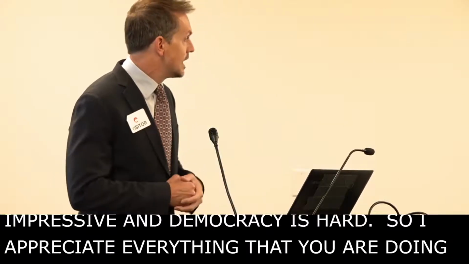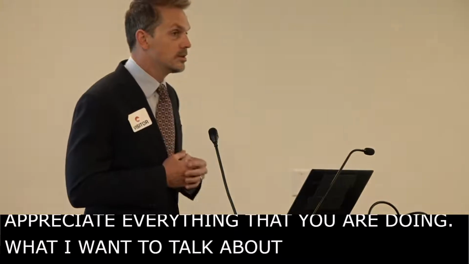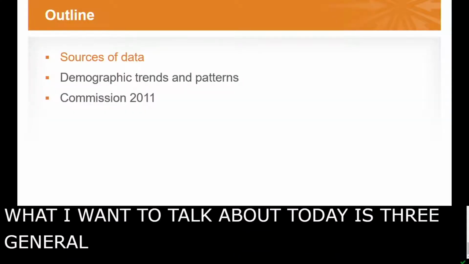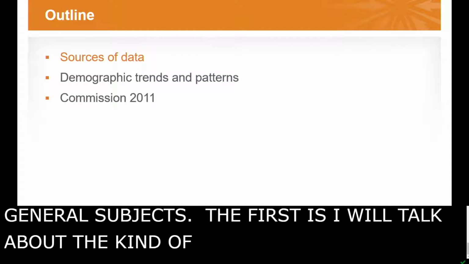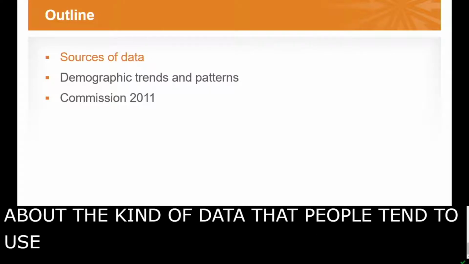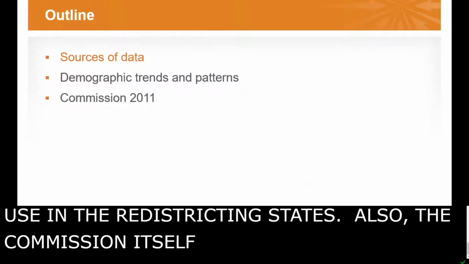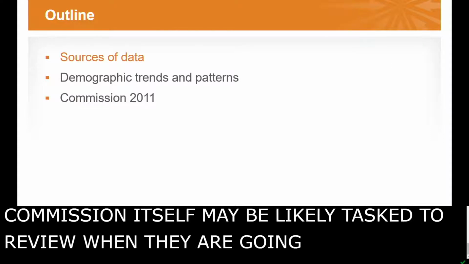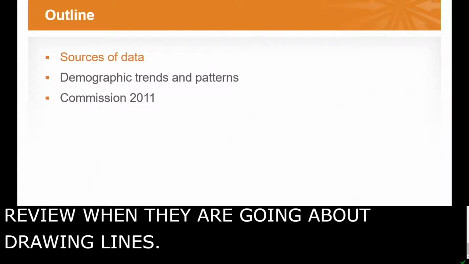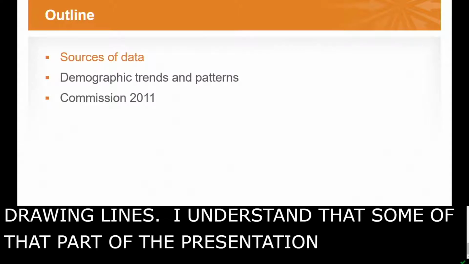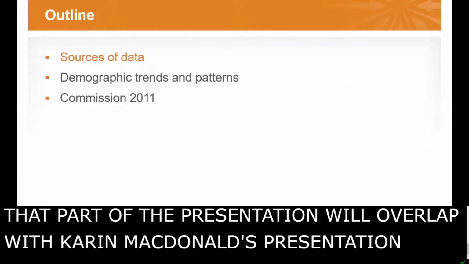What I want to talk about today is three general subjects. The first is the kinds of data that people tend to use in the redistricting space, and that the commission itself may be likely tasked to review when they're going about drawing lines. I understand that some of that part of the presentation will overlap with Karen McDonald's presentation yesterday, but hopefully that'll help to reinforce some of the ideas in your heads, maybe present some new ones.